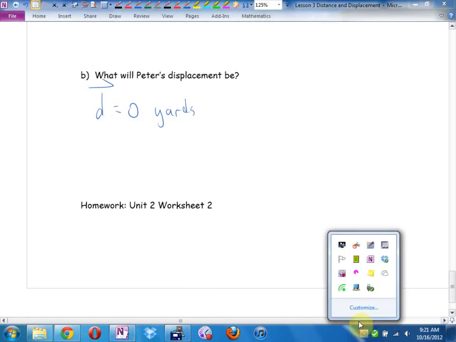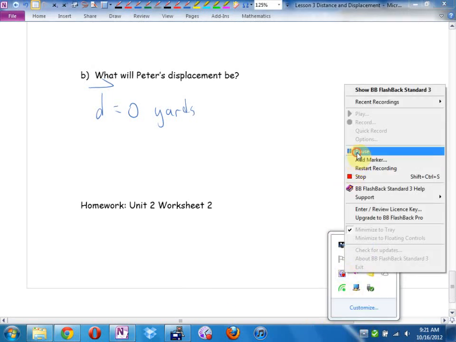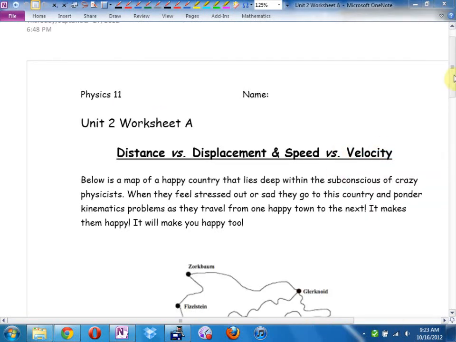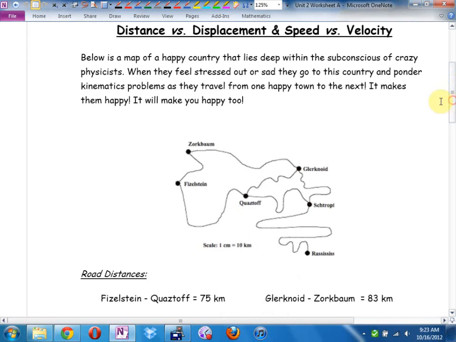What's your homework? So 1 to 6, and I got a bit more. So here's homework part 2. Have a little sheet for you. It says, below is a map of a happy country that lies deep within the subconscious of crazy physicists. When we feel stressed out or sad, we go to this country and we ponder kinematics problems as we travel from one happy town to the next. It makes us happy, and it will make you happy too.